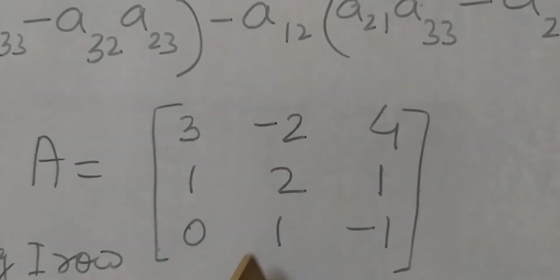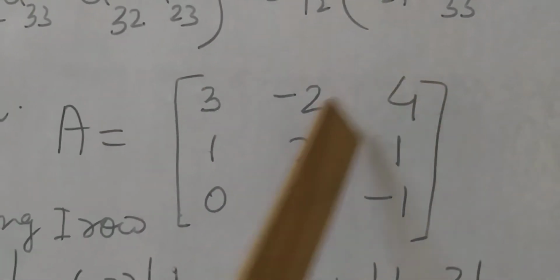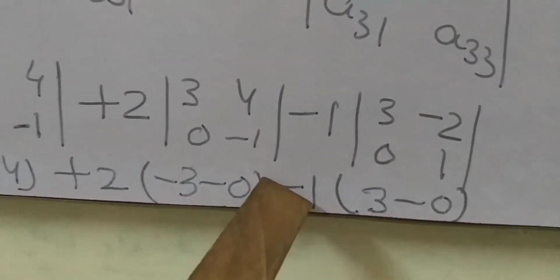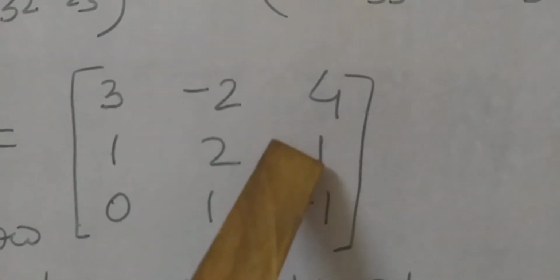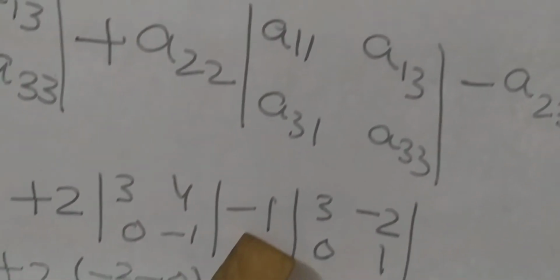So the second column is deleted and the second row is deleted. Left elements: 3, 4, 0, minus 1. Now the third element of this row is 1, so we have to write 1 here.